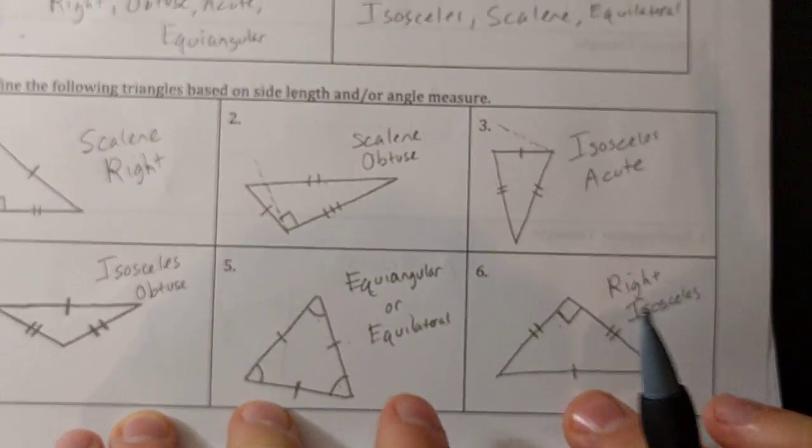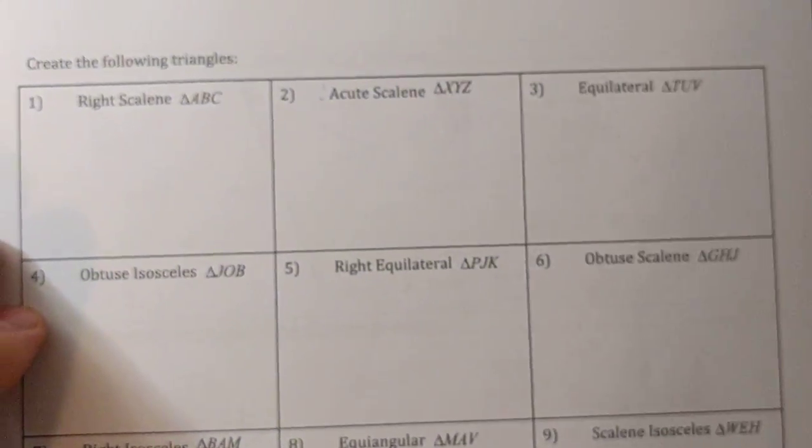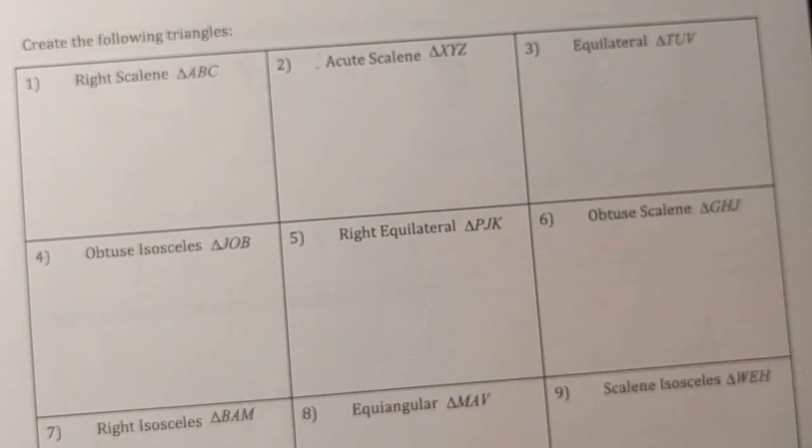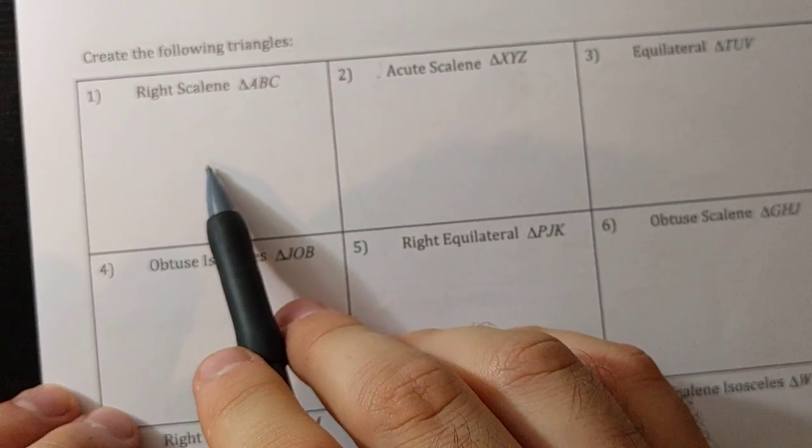Flip your paper over. This last page asks you to create the following triangles. I'm going to hop around a little bit to different ones to show you situations where you can draw a triangle, and there's sometimes where you can't, and it's an impossibility. Okay. So for example, right scalene.